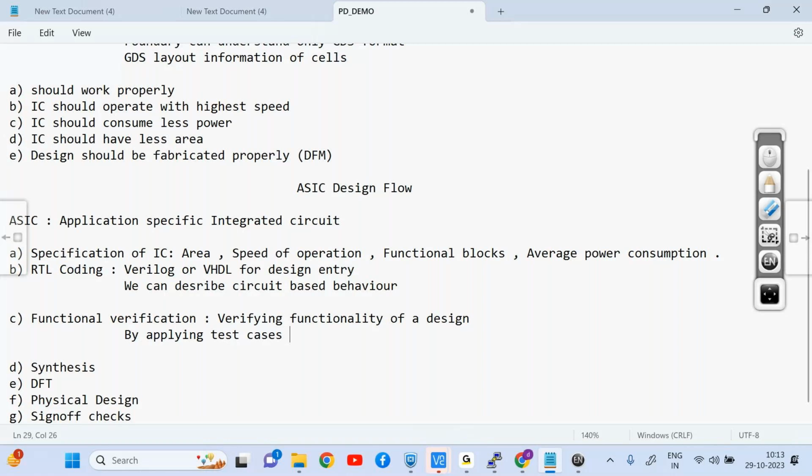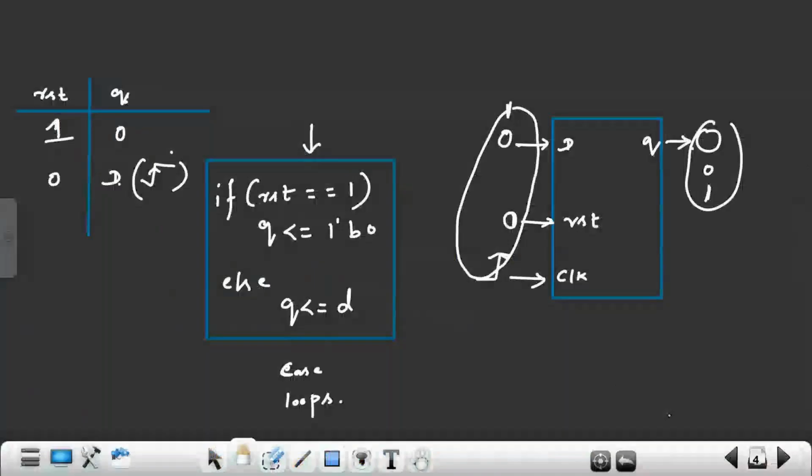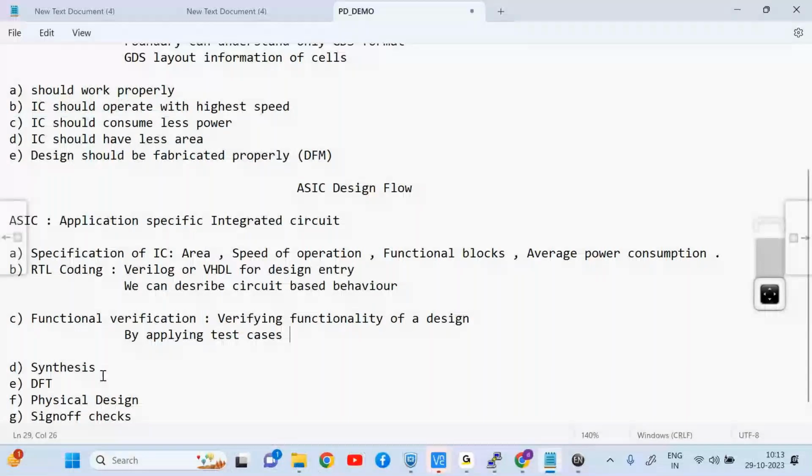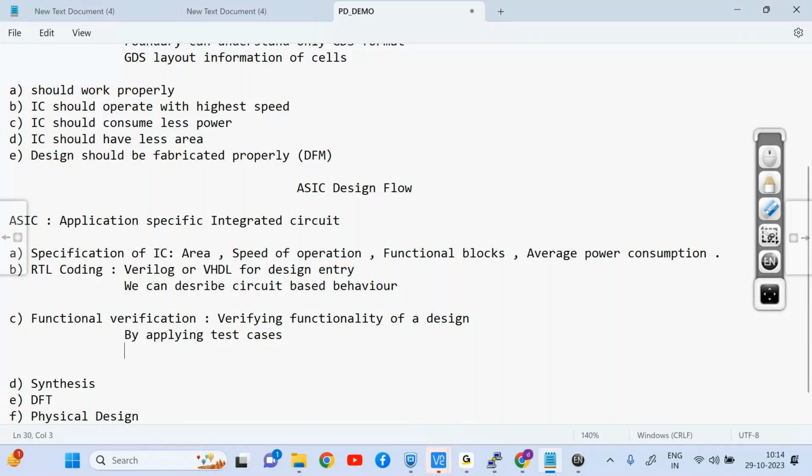If you have written the program for an AND gate, how many input combinations will you apply? 0 0, 0 1, 1 0, 1 1. Applying different combinations of input and verifying the output you get for each combination is called functional verification. Functional verification is very easy for smaller designs, but for complex designs it is very difficult.